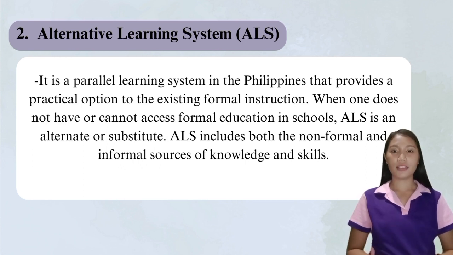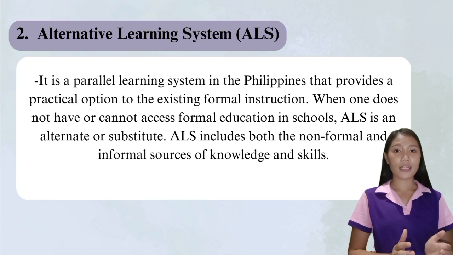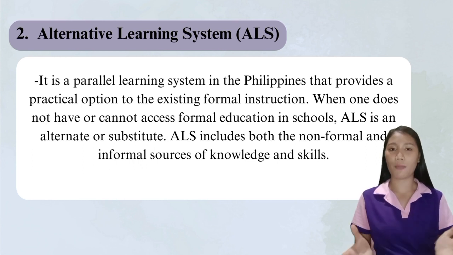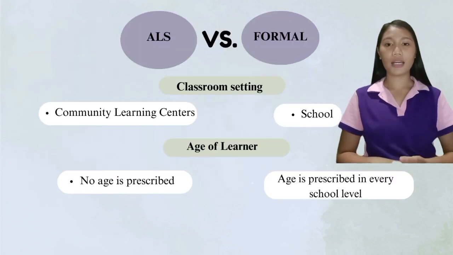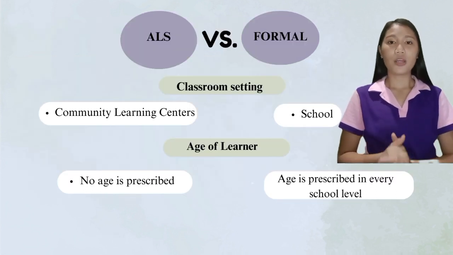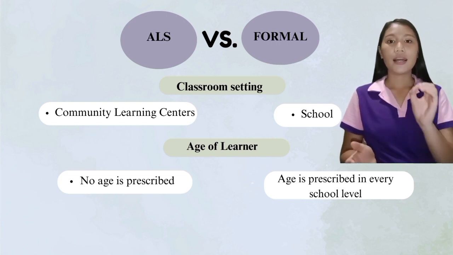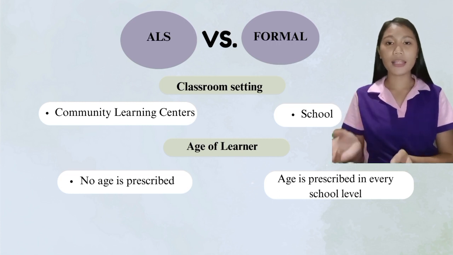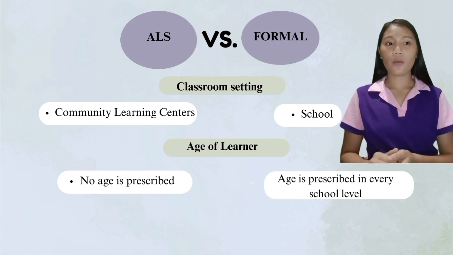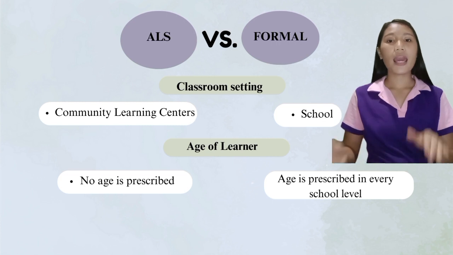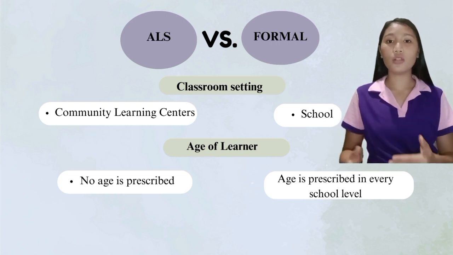The second is the alternative learning system or ALS. Alternative learning system is the opposite of formal education. ALS is for those people who are not able to attend or to access formal education. Here, take a look at the comparison of ALS and formal. In classroom setting, ALS is in community learning centers, while in the formal, it is basically in the school. In age of learner, in ALS no age is prescribed, while in formal, age is prescribed in every school level.